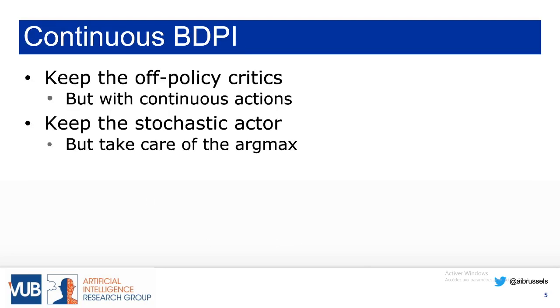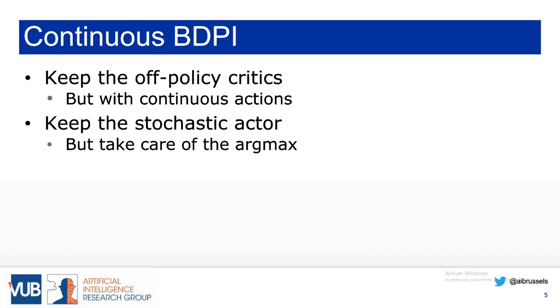Now what we want to do is to preserve the properties that discrete BDPI has. For instance, it's, to my knowledge, the only reinforcement learning algorithm that is actor critic with off-policy critics. So not off-policy actor critic, but off-policy critics in the actor critic algorithm.